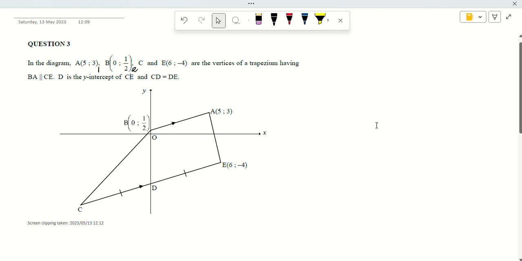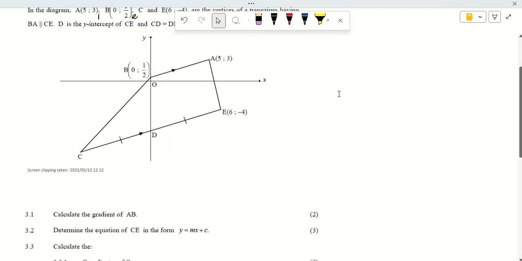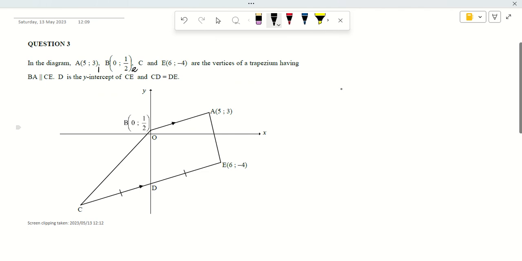So here it is, 3.1, the gradient of AB. So the equation of a gradient is that m is equal to y2 minus y1 over x2 minus x1.